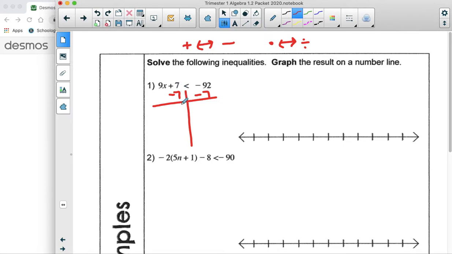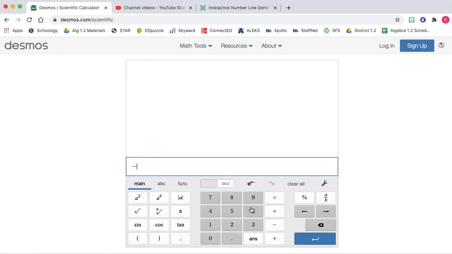Okay, that 7 is now not there because it's a 0. So I have 9x. I'm going to keep that less than sign right now because we didn't divide by anything or multiply, so no worries. -92 minus 7. We can use that Desmos calculator. We get -99.